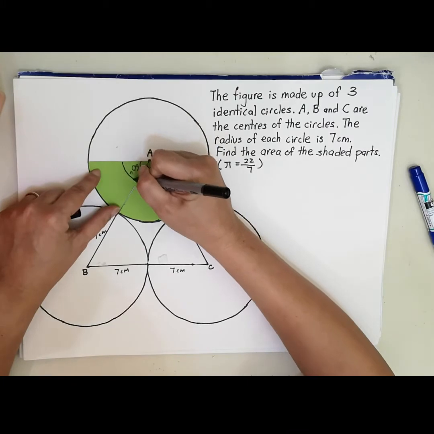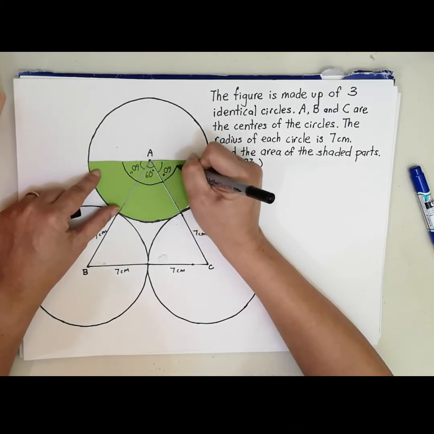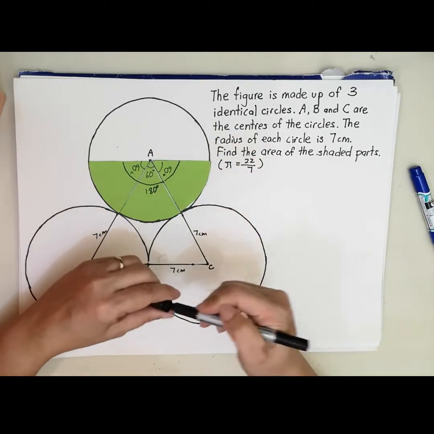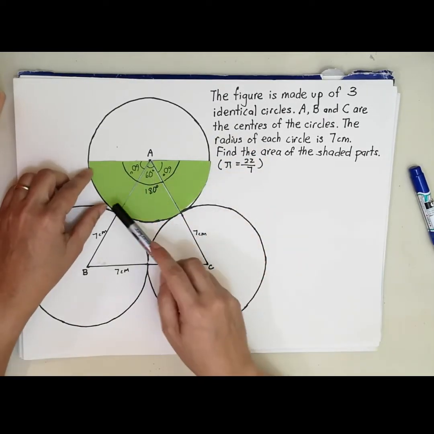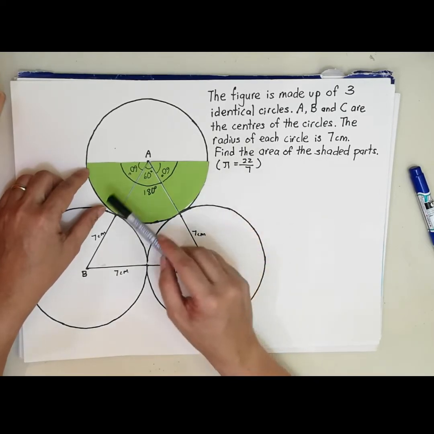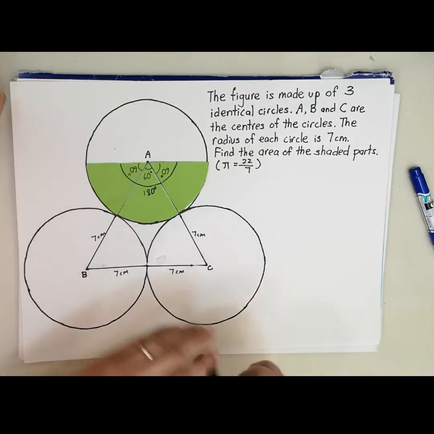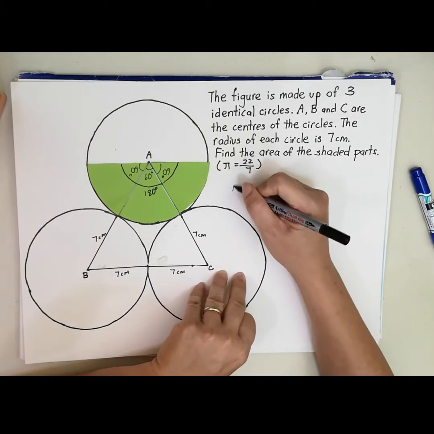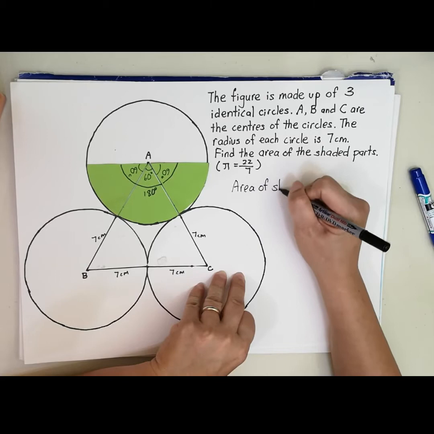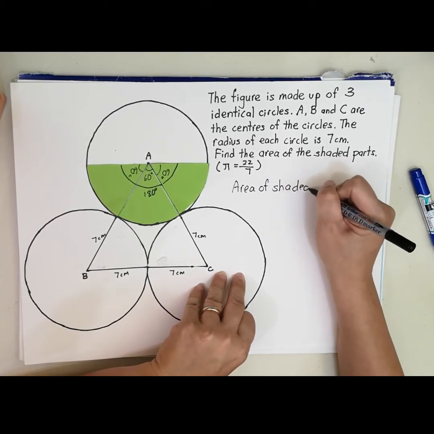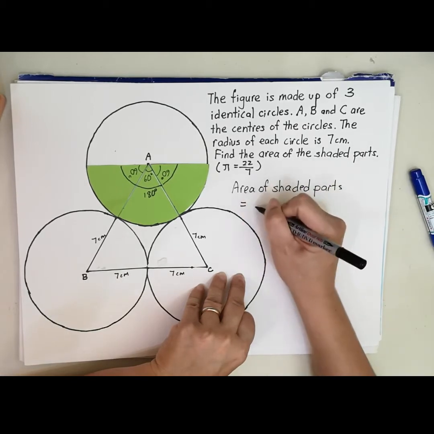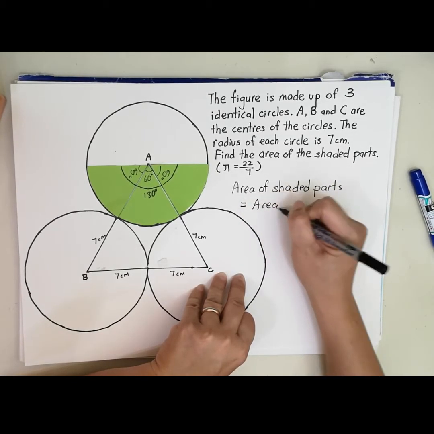A full circle is 360 degrees. So if this is 180 degrees, this actually forms a semicircle. So to find the area of the 3 shaded parts, it's the same as finding the area of this semicircle. So I can write, area of shaded parts is the same as the area of a semicircle.